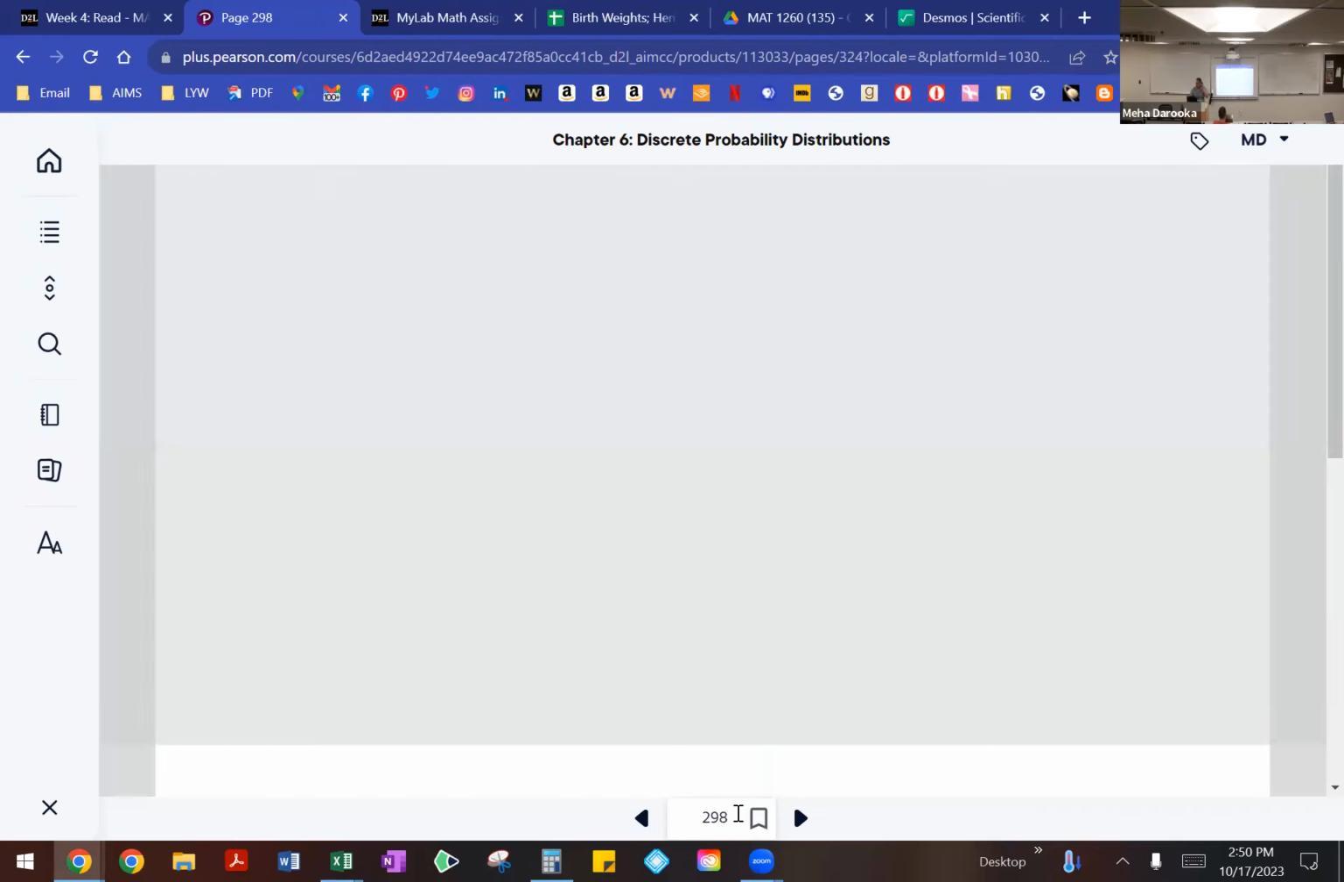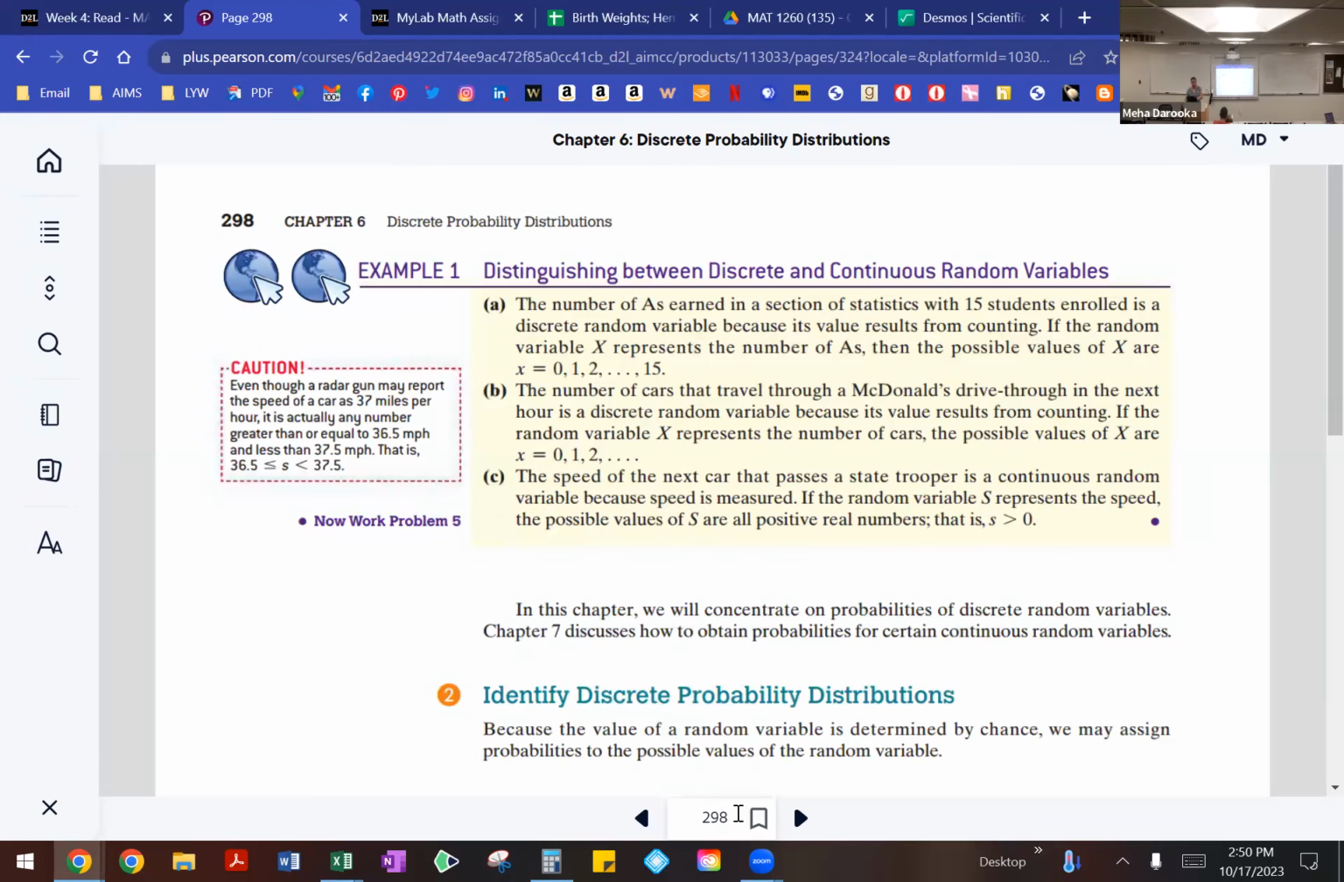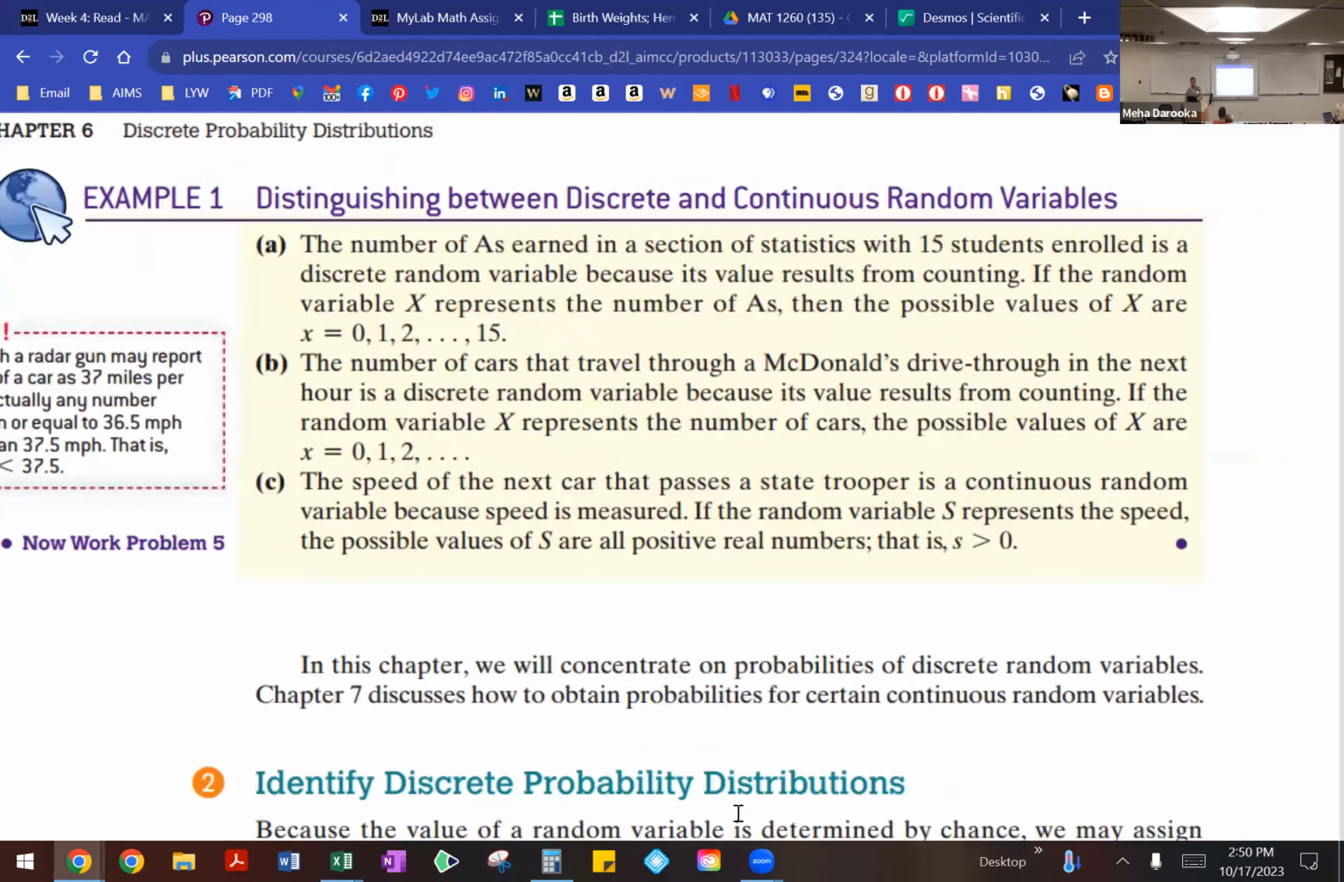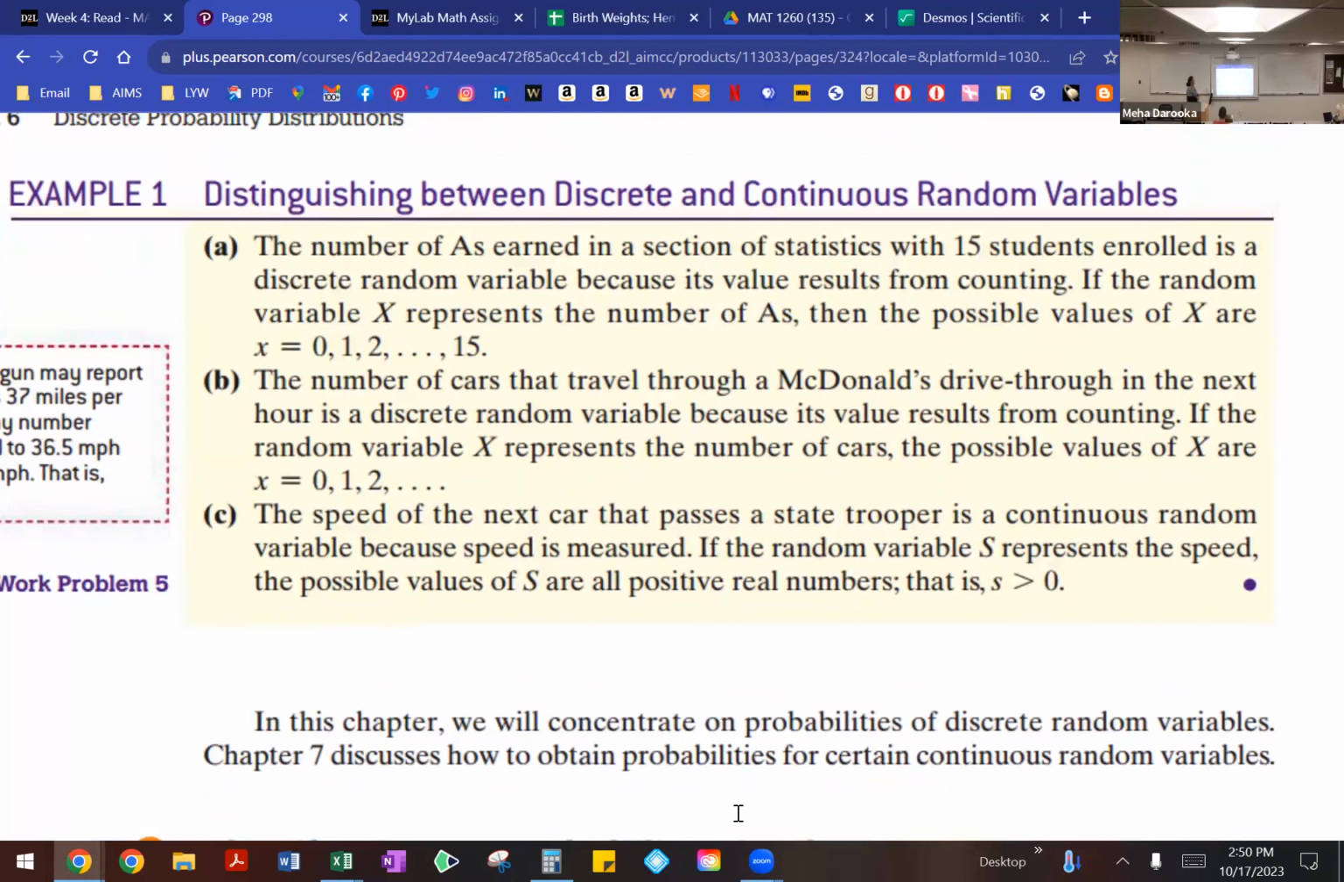Let's take a look here. So again, just to distinguish between discrete and continuous random variables, the number of A's earned in a section of statistics with 15 students enrolled will be a discrete random variable because we can count how many A's students have in class.